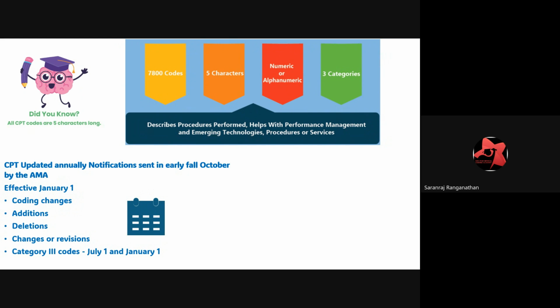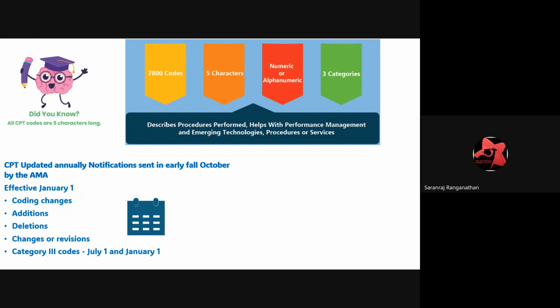As I told, there are now more than 7,800 CPT codes available. It is always 5 characters, numerical or alphanumerical. It has 3 categories, and we'll see each category separately. Every year it gets revised, every January.